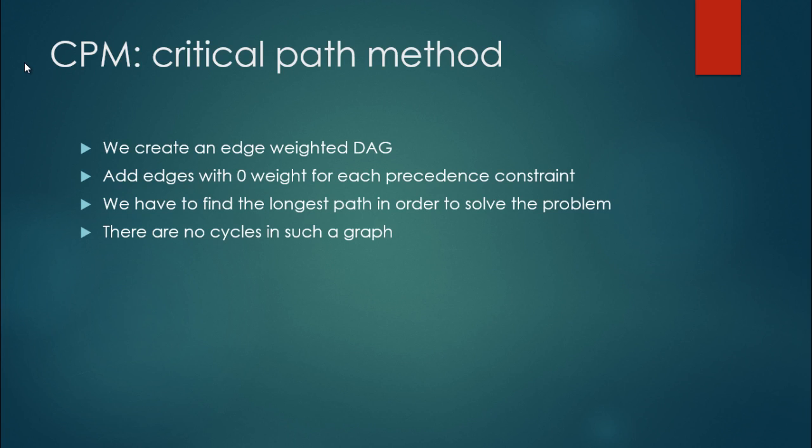And of course, in the critical path method, the so-called CPM, we create an edge-weighted directed acyclic graph and add edges with zero weight for each precedence constraint. We have to find the longest path in order to solve the problem, and there are no cycles in such a graph, which is why it is a directed acyclic graph. So we can use the topological ordering shortest path algorithm. So these are the applications of the shortest path problems and how to reduce lots of problems to the shortest path one.